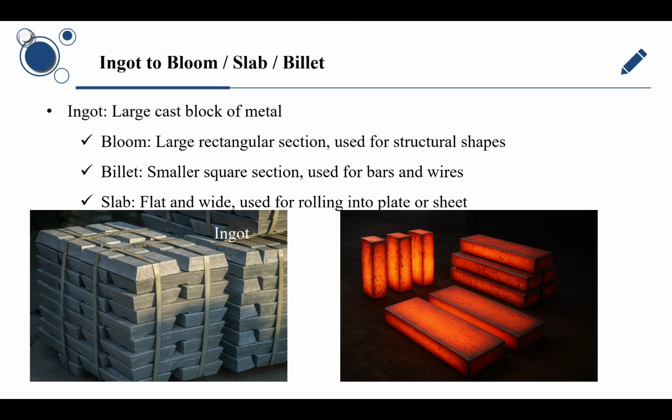Next, from the raw ingot to semi-finished forms. The starting point in metal forming is the ingot, which is a large cast block of metal. It is then converted into three main semi-finished shapes: bloom, billet, slab. Bloom is a large rectangular section. Blooms are further processed to produce structural shapes used for making structural items like I-beams.